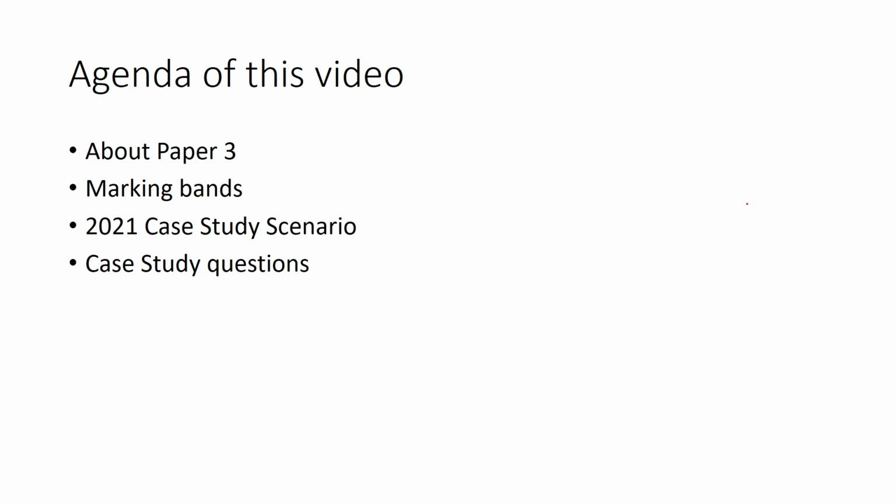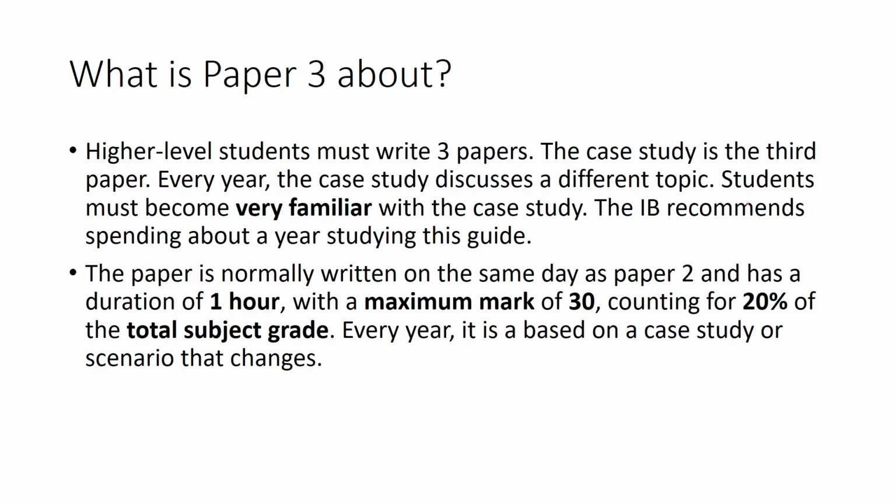So let's start with the overview of paper 3. What is paper 3 about? As you already know, high-level students must write 3 papers. However, next year we'll only write 2 papers because the second paper is cancelled due to coronavirus. Usually the case study is the third paper and it weighs about 20% of the total subject grade. However, maybe it will be changed due to coronavirus, so the percentage will be different next year.